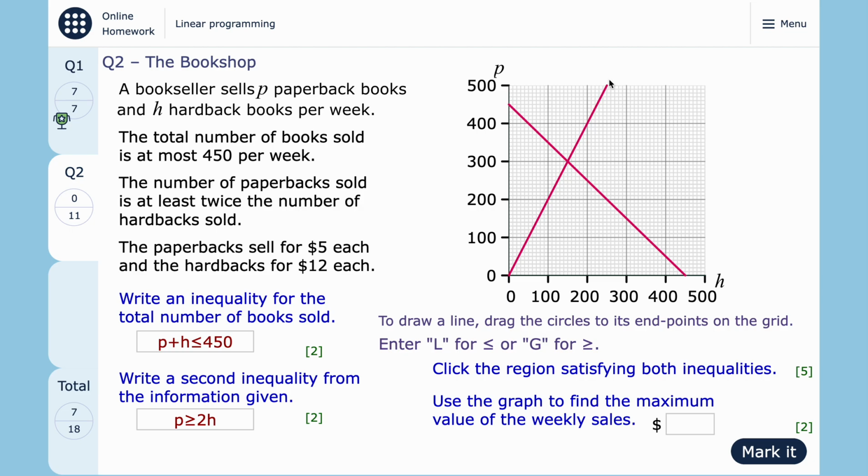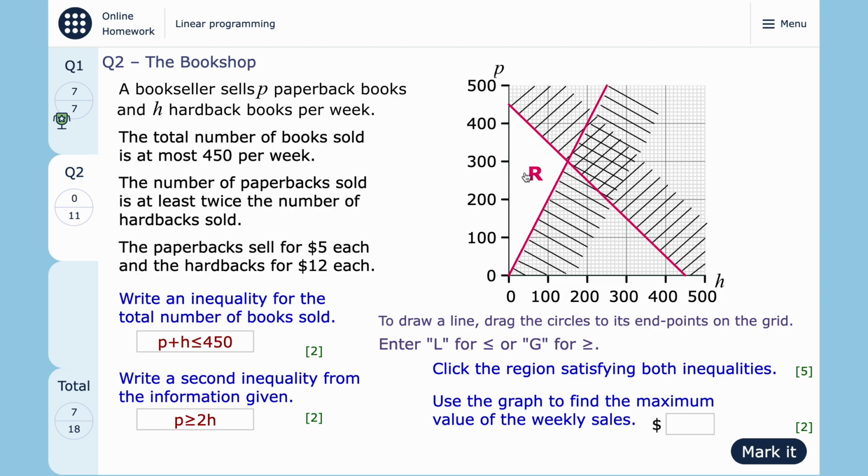P equals 2H. Now everywhere above that line, P is greater than 2H. And everywhere below this line, P plus H is less than 450. So our region that satisfies both inequalities is this triangle here. So I've just clicked that there, and it's shaded everything off and left me with my region R. Use the graph to find the maximum value of the weekly sales.